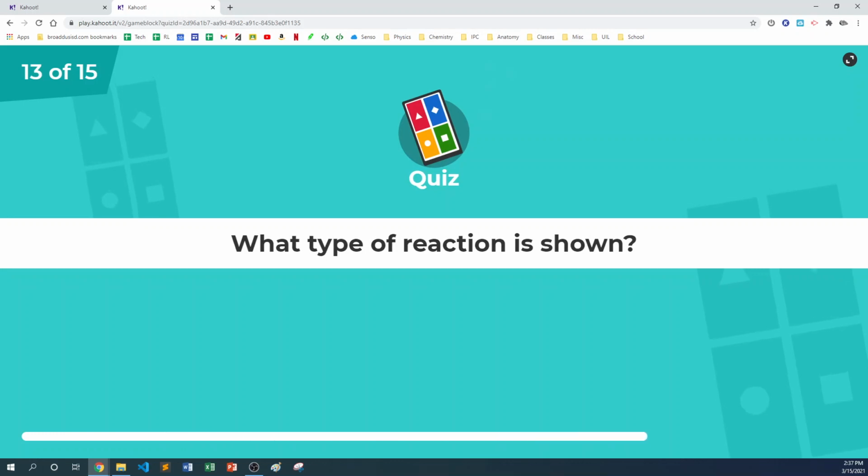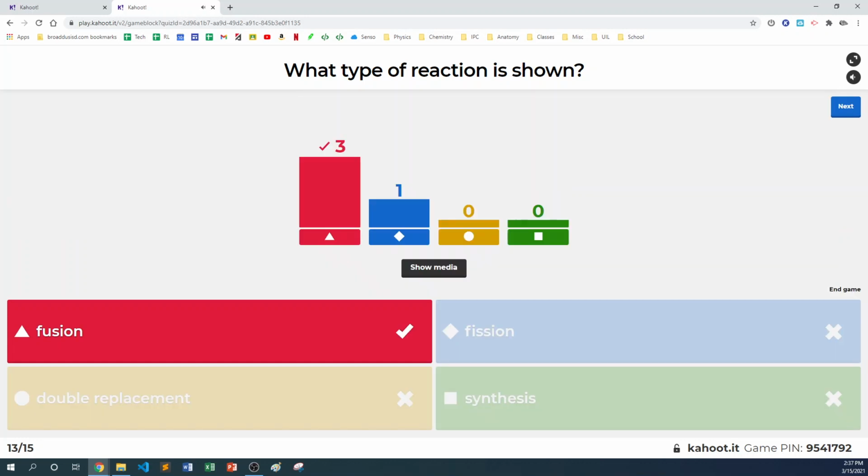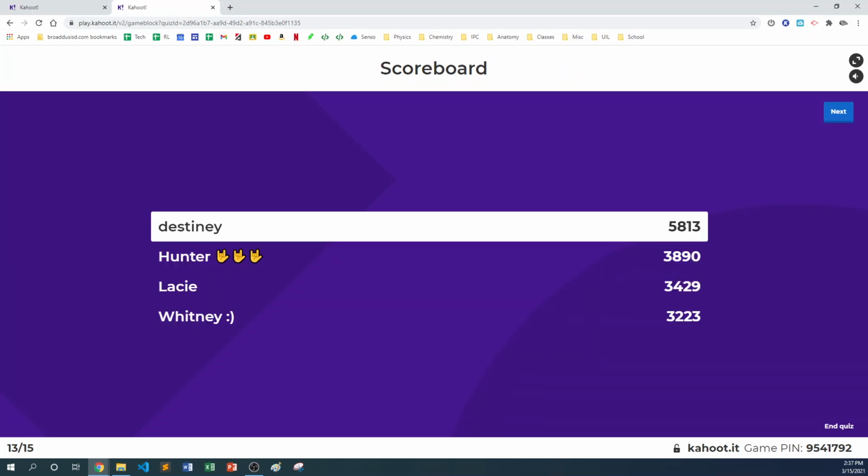Which type of reaction is shown? Oh yeah, I know this one. Oh wait. I probably don't know this one. Oh shoot. Deuterium and tritium are hydrogen. Two hydrogen are coming together to make helium. So that's fusion. On the podium. How am I over there?